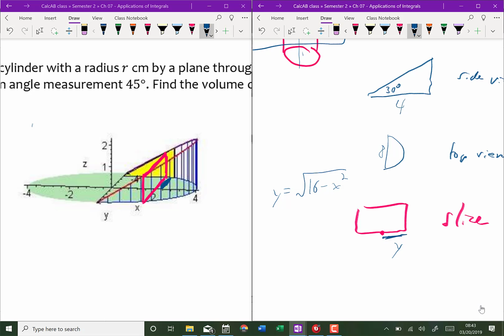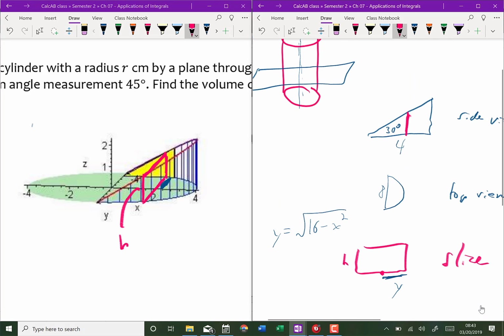So that is y. Now here's the fun part of this. The height of this, we'll call this h for now. Wouldn't that be coming from this right here, which is also the height of this thing? To get the height, I need to know what this equation is, y equals something times x. I need to know what the tilt of that is.